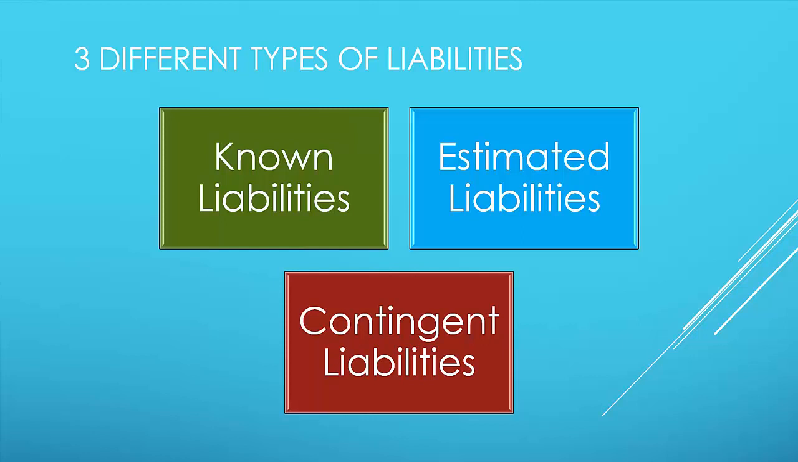An estimated liability is an unknown amount, but it's likely that it's going to occur. So we're going to go through some examples. Don't worry about that. I just want to get you comfortable with the types of liabilities we'll be talking about. And then the last type is the contingent, which by the nature of it, the name means that it is contingent upon some future event happening or not happening. So, all right, here we go.